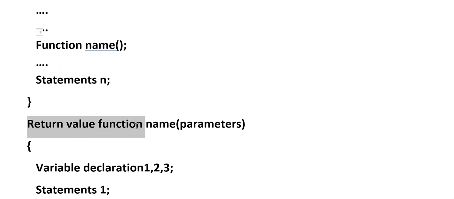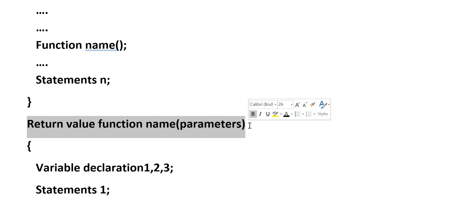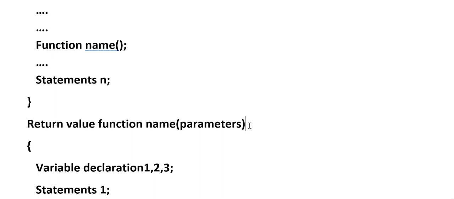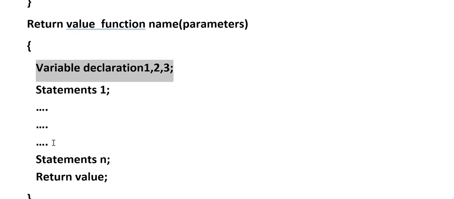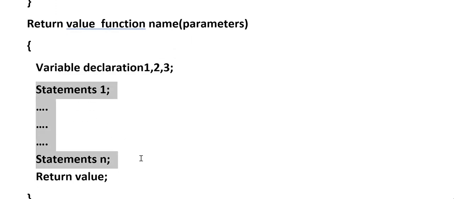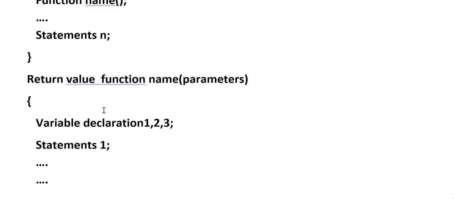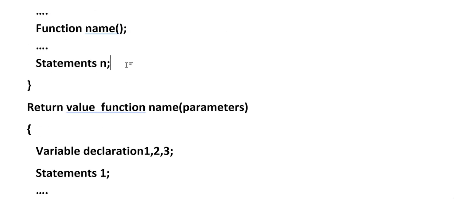Return value, function: there are predefined functions and user defined functions in C++. Predefined functions come with the C++ software. User defined functions are created by users. Users means us; we are the creators of user defined functions. So user defined function name, passing parameters, variable declaration 1, 2, 3, 4, etc. Declare as many variables as you want here, then statements 1 to statements n, and return value. Here also some return value is there because it is int.